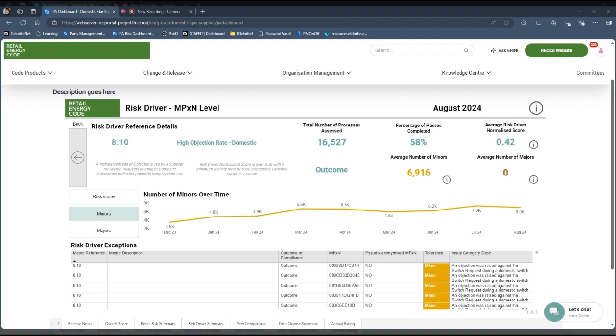To further talk about pseudo-anonymization, here it says no in this column, which means that the MPXNs in this column are real MPXNs. If this was to say yes, then it means that these MPXNs have been pseudo-anonymized. There's more information for you available further down in the wiki regarding pseudo-anonymization of MPXNs.